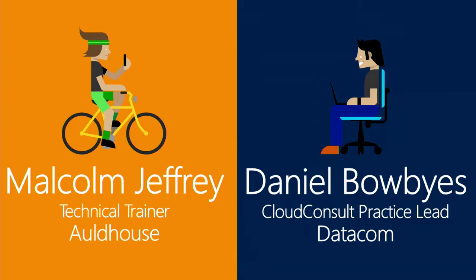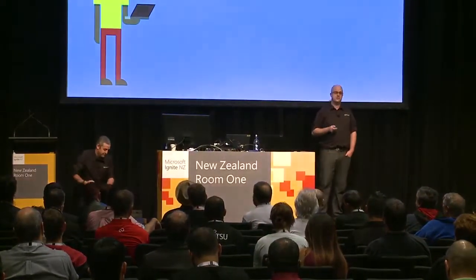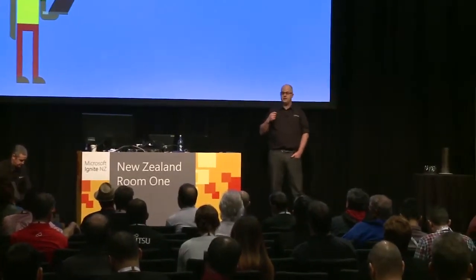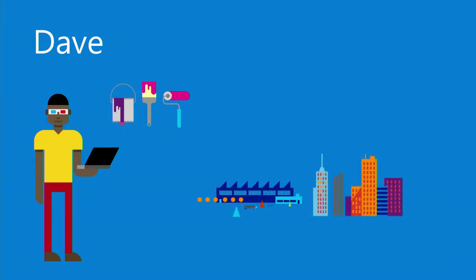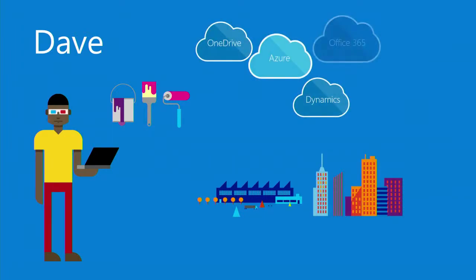So while Malcolm's unpacking all of that and getting it set up and plugged in, I want to tell you a story about Dave, okay? Dave's an interior designer specialising in industrial and corporate interior design. The box weighs more than the laptop. All of the applications that Dave uses are cloud-based applications. And he's a typical Kiwi. He works for himself. He owns his own organisation.